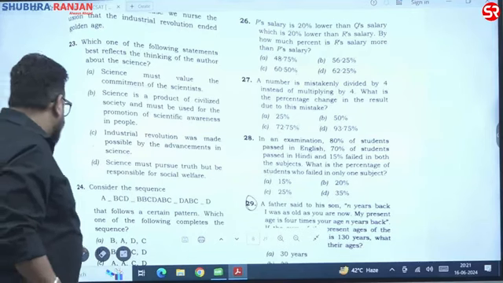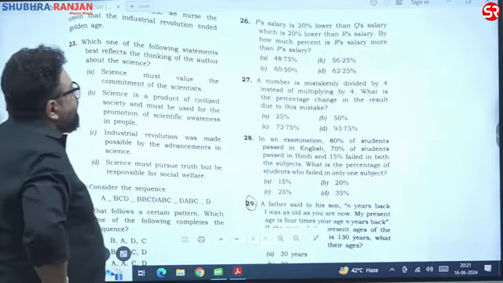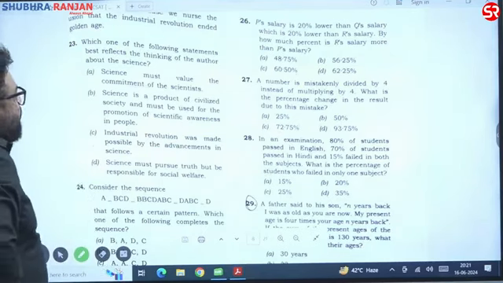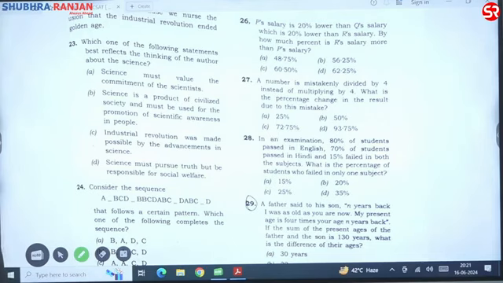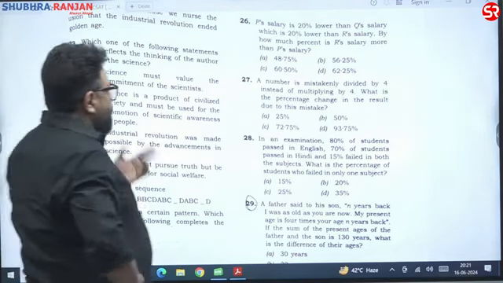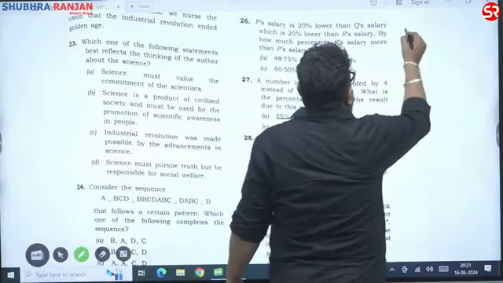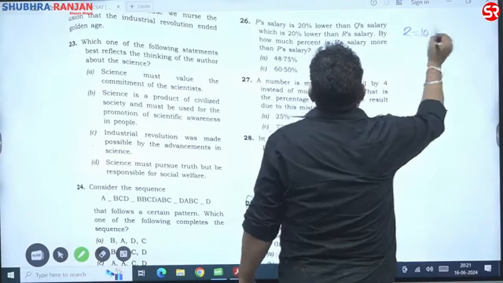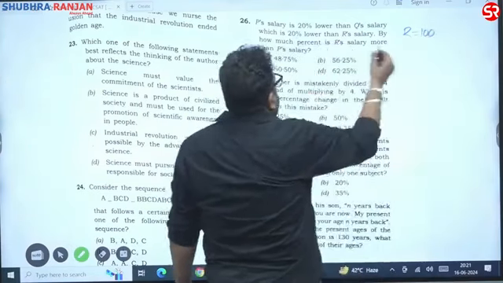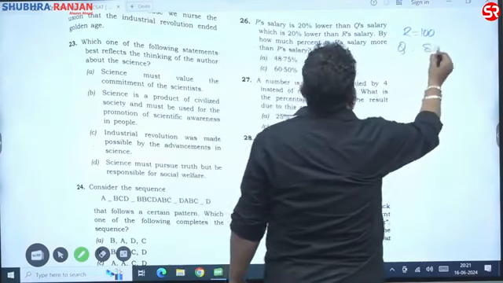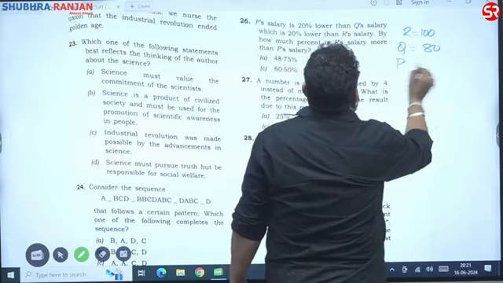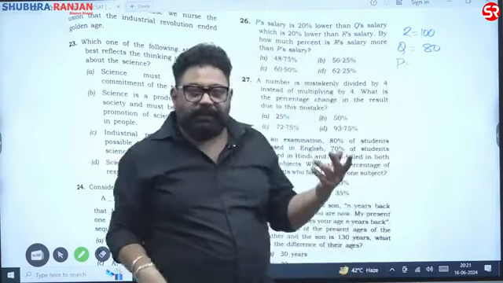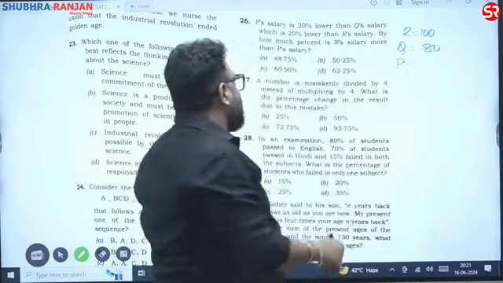See, P's salary is 20% less than Q's salary, which is 20% less than R's salary. So what I've done is I have taken R to be 100, right? So Q's salary, 20% less, is 80. So P's salary is 20% less. So 20% of 80 comes out to be 16. So P's salary is 64.